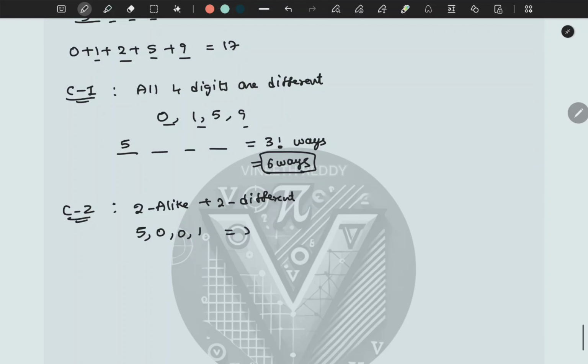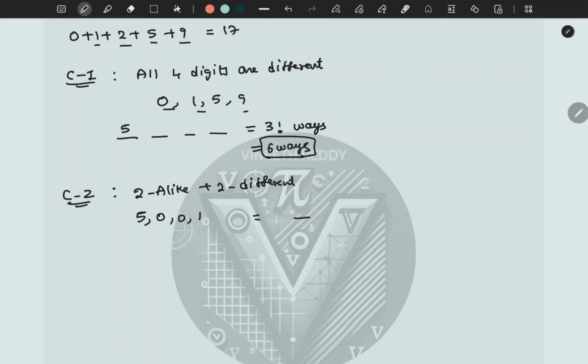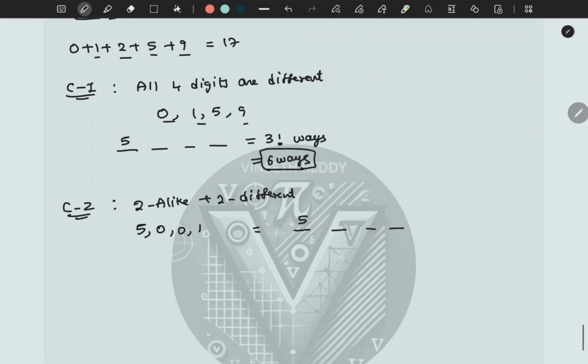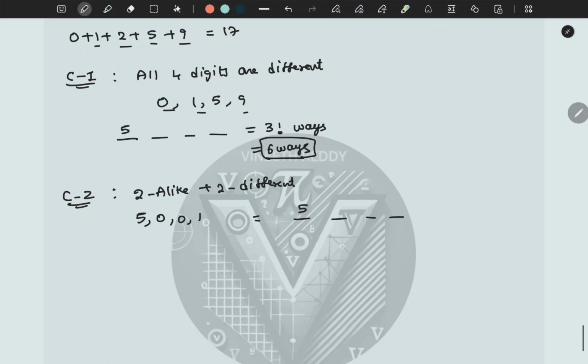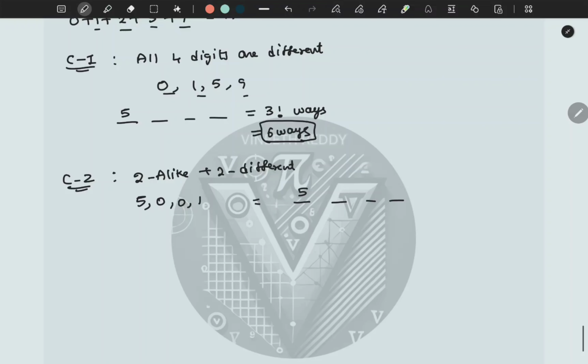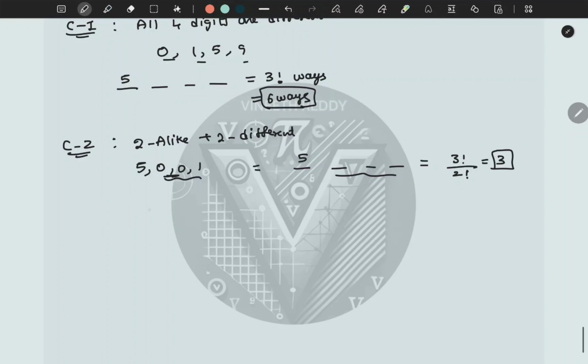Now how many ways can we arrange this? 0, 0, 1 can be arranged in 3 factorial by 2 factorial ways. Why 2 factorial? Because 0 is repeated twice, so we get 3 ways, dear students. Now what if 1 is repeated twice? 5 plus 1 plus 1 is 7. Now the other digit should be 2 for it to be divisible by 3. Here also we will get 3 ways, correct?